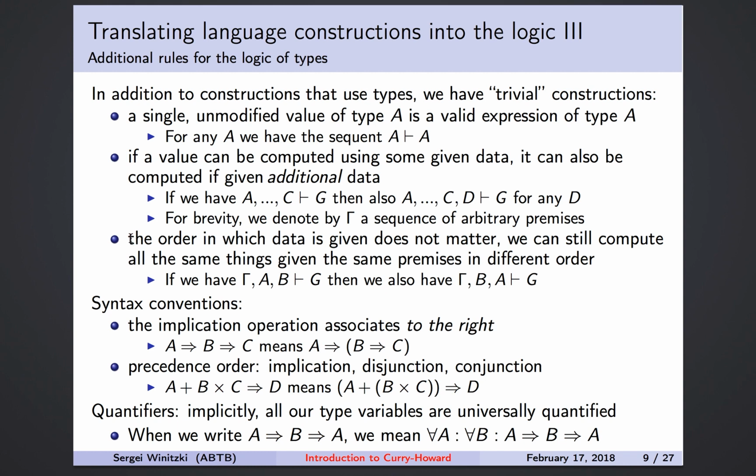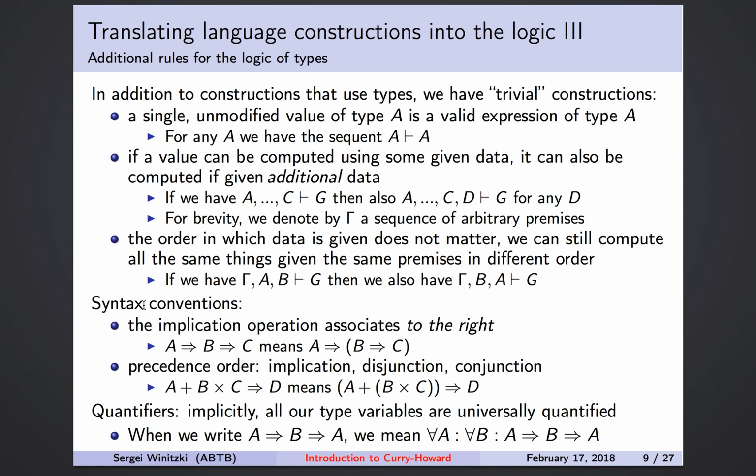Finally, another rule is that the order in which data is given does not matter. So the same things can be computed if we have expressions gamma, which stands for any number of expressions, and then A and B, and also gamma, B, and A. So if we change the order in the sequence of premises, we can still compute the same goal. Well, this is kind of trivial too. It doesn't matter in which order you give parameters in a function, you can still rewrite the code in a trivial way or rename the variables and you get the same computation. So these are the additional rules.